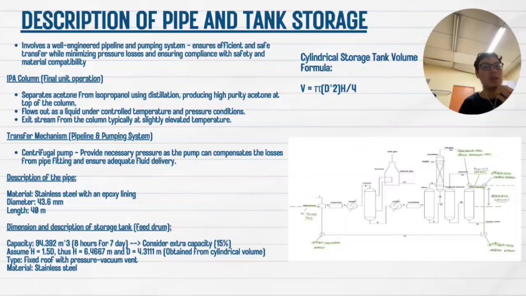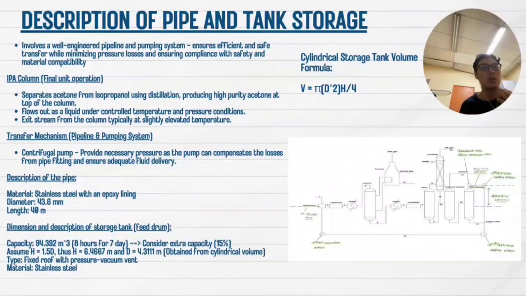As for our pipe and storage tank description, first we ensure that the description complies with material and safety compatibility, as the IPA column separates the acetone from the isopropyl to produce high purity acetone at the top of the column. Since we use a centrifugal pump, the pump can compensate for the losses from the pipe fittings and ensure adequate fluid delivery. The material used for the pipe is stainless steel with a lining, with a diameter of 43.6 mm.